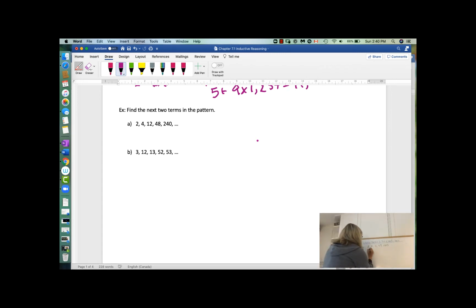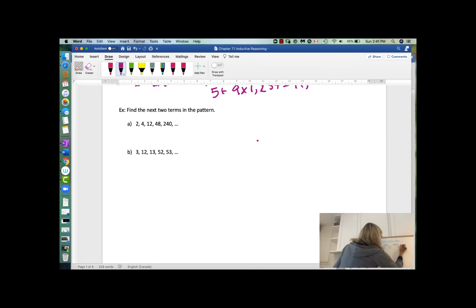So what if we conjectured that 2 to 4 is times 2, 4 to 12 is times 3, 12 to 48 is times 4, 48 to 240 is times 5, and then what's the next number? Well, if this is 2, 3, 4, 5, the next number would be times 6, and 240 times 6 is 1440. And then if you want the next number, well, that would be times 7.